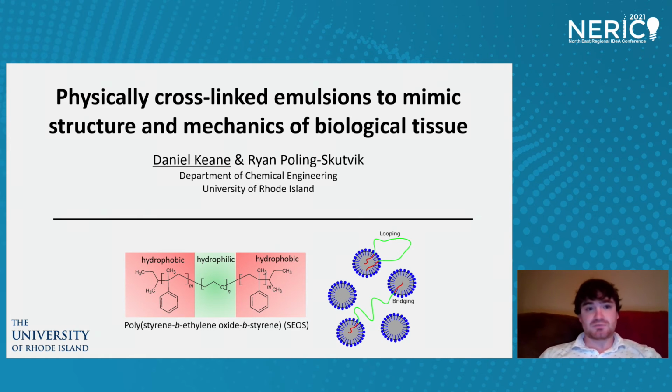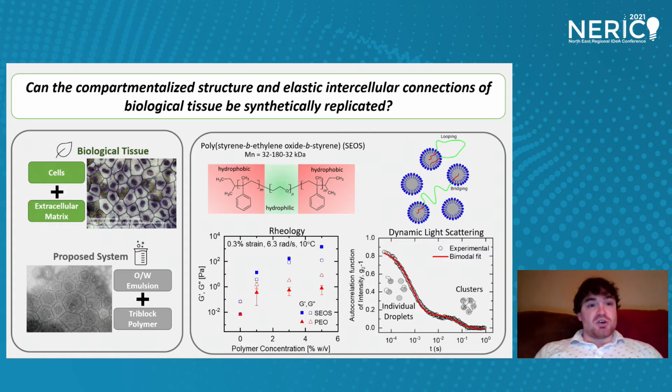Next slide, please. The main question I'm trying to answer is, can the compartmentalized structure and elastic intercellular connections of biological tissue be synthetically replicated? Biological tissue can be simplified to just individual cells connected by the proteins of the extracellular matrix. I'm attempting to create a synthetic system in which oil and water emulsions replicate the cells, and triblock polymers create the intercellular connections that would ordinarily be produced by the proteins.